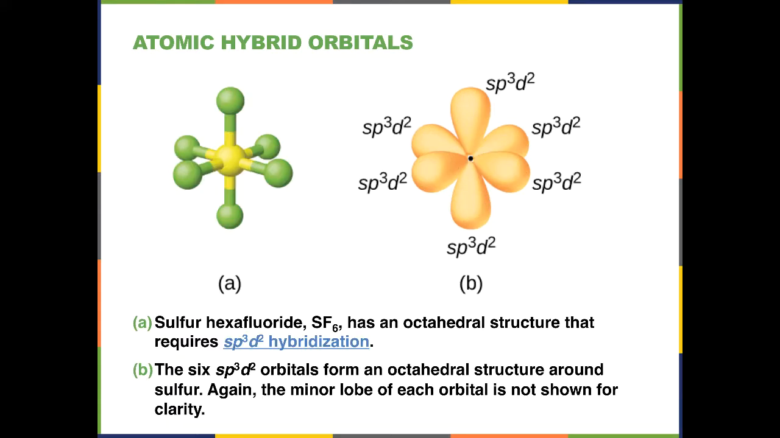And then lastly, you can have a situation where there are actually six regions around the central sulfur in this case, and it forms an octahedral structure. And as I said, this is fairly unusual. This is sp3d2 hybridization. So there are six sp3d2 hybrid orbitals, each of which points in a various direction and it ends up forming an octahedron.